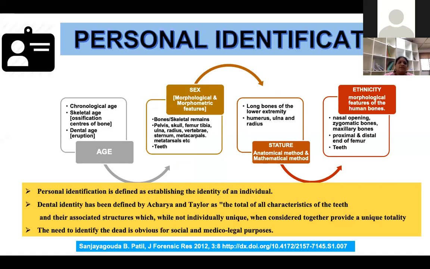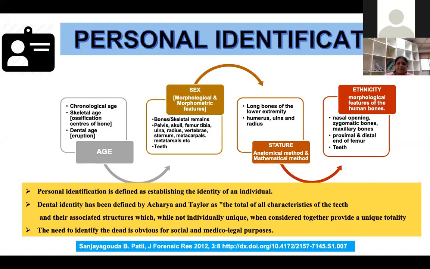In age identification, we must remember that there is chronological age, skeletal age, which is dependent upon the ossification centers of the bone, and dental age, which is always accepted because we have different teeth erupting at different age ranges, which will help us in identifying the age of an individual. In most criminal cases, dental age identification and issuing a dental age certificate is very important evidence.